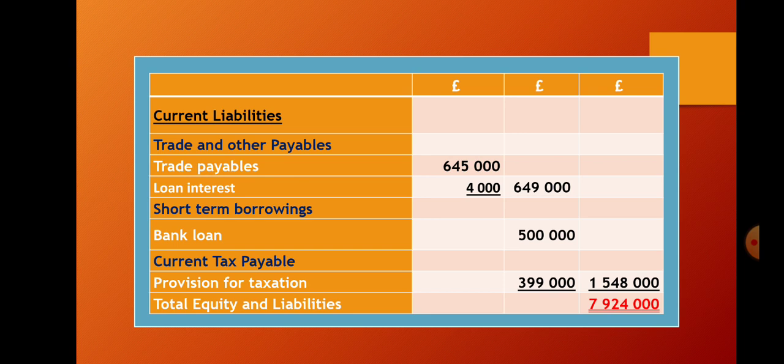So the total of current liabilities is 1,548,000. Then when you add all the equity, non-current liabilities and current liabilities together, we will get a total of 7,924,000. So that is the total of equity and liabilities. Okay. So that is how you need to balance the statement of financial position.